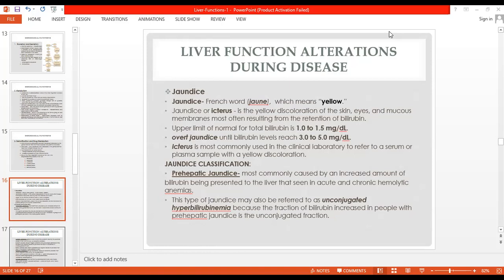Jaundice is most commonly classified based on the site of the disorder, which are prehepatic jaundice, hepatic jaundice, and lastly posthepatic jaundice. This classification is important because knowing the classification of jaundice will aid healthcare providers in formulating an appropriate treatment or management plan. Moving on, here are the three classifications of jaundice. First is the prehepatic jaundice.